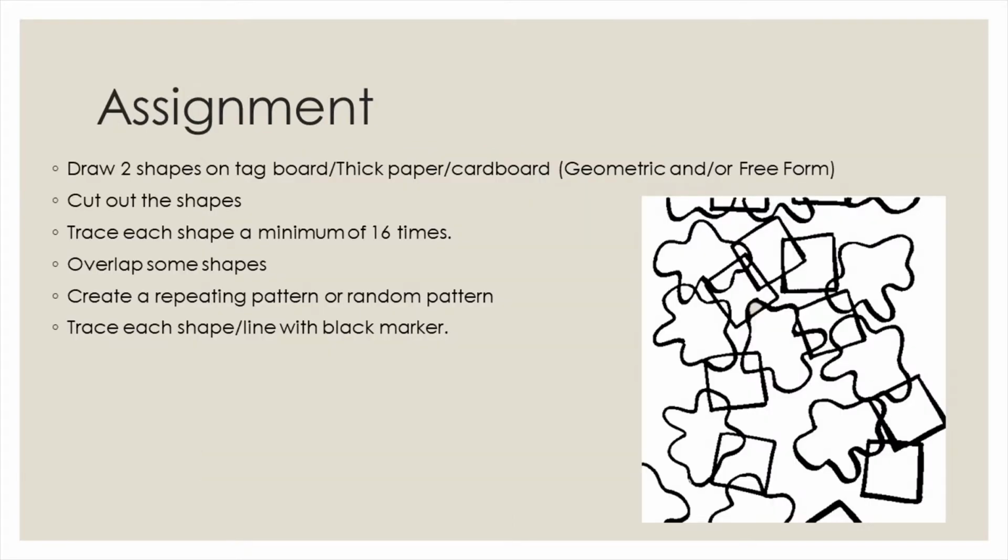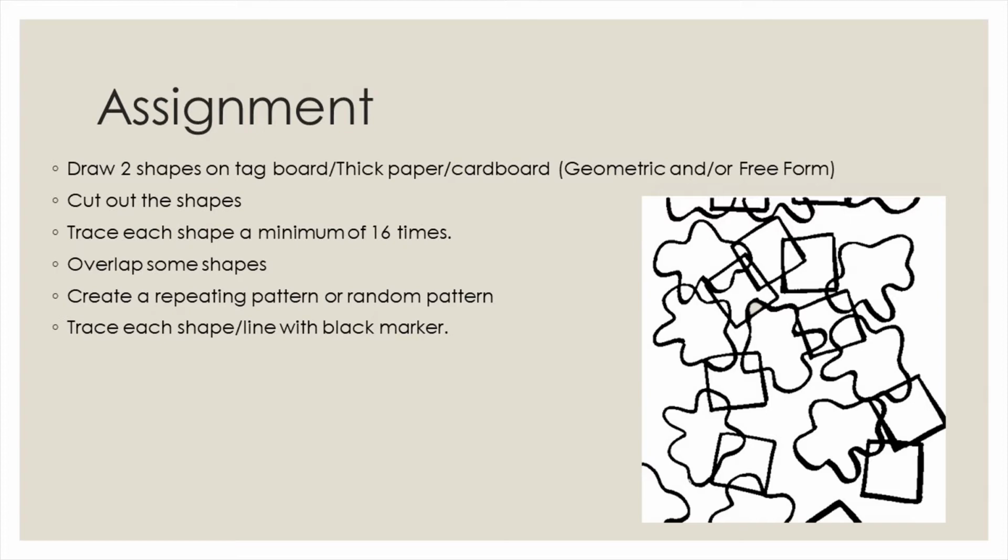For this week's assignment, you'll be drawing 2 shapes on tag board, or if you have thick paper or cardboard, or you can reuse an old birthday card. You're going to be making it a freeform or a geometric shape. Geometric shapes are shapes like squares, circles, triangles, and freeform shapes are any shapes from nature, clouds or puddles. Do not make these shapes too small because you're going to be having to hold them and trace them. So I would say at least the size of like a lemon or a small piece of fruit.